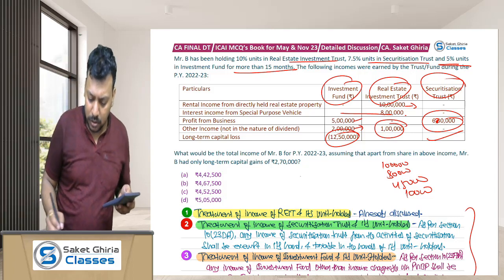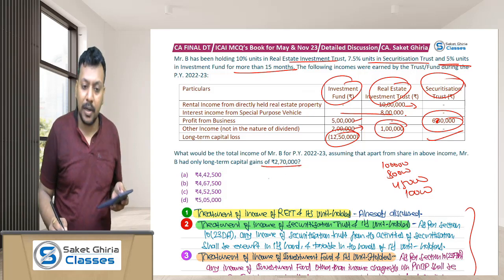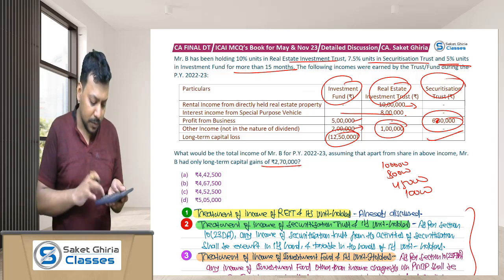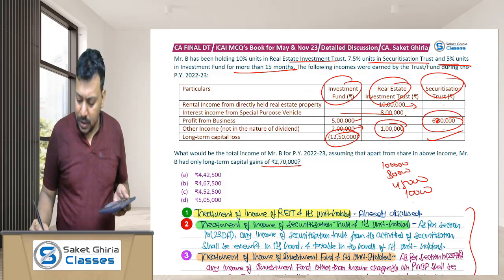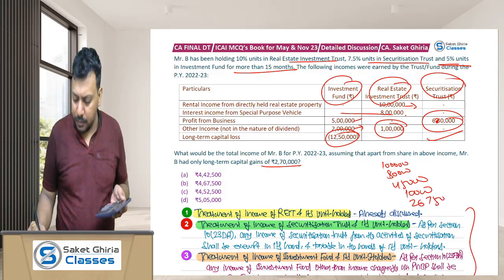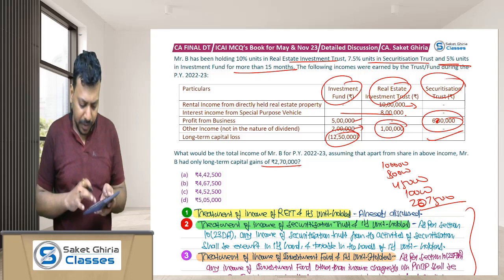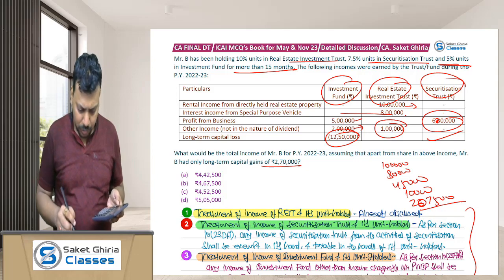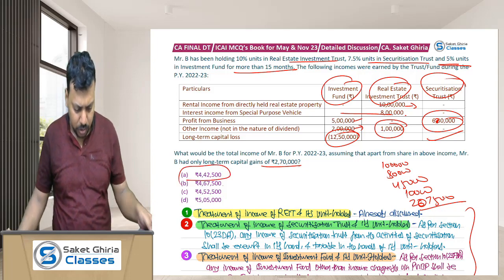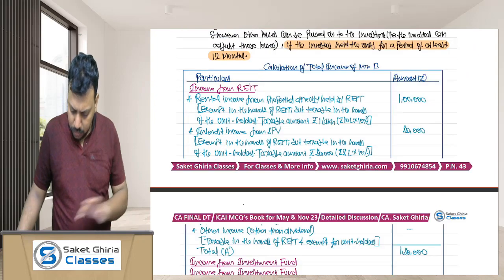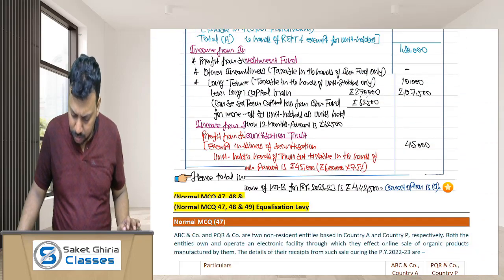Dear, in this question you will see that Mr. B has long-term cap gain of 270, so he can set off that loss. So his long-term cap gain will become 2,07,500. So the total income of Mr. B becomes, I think, 442,500. So the correct option is A. Okay, so the correct option is A. So here we have given the detailed calculation also.